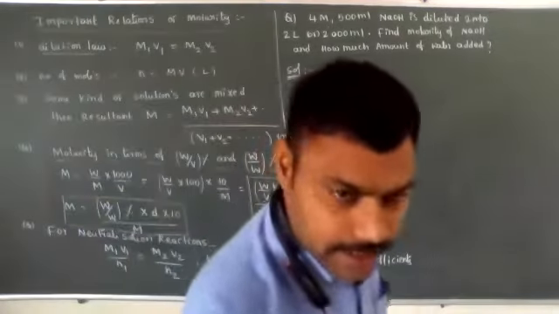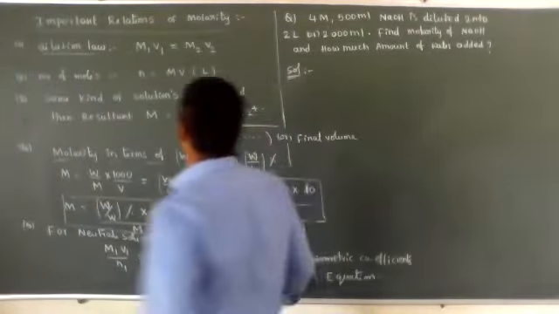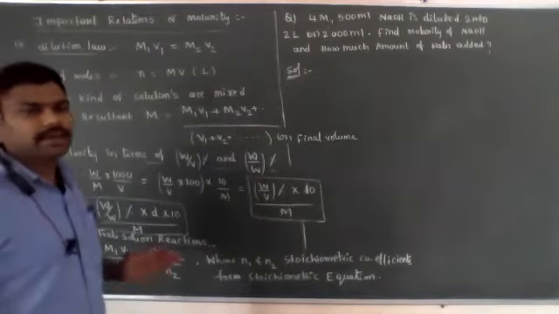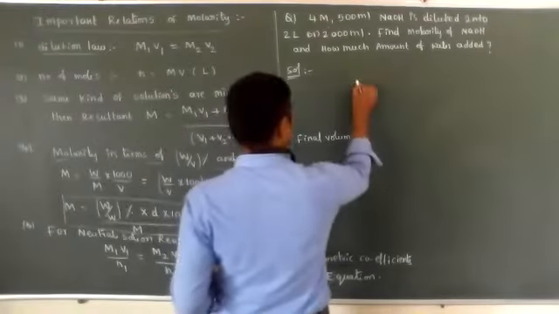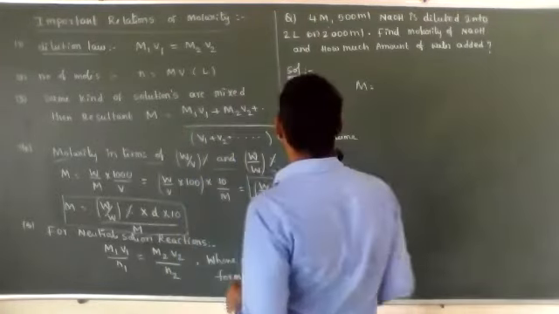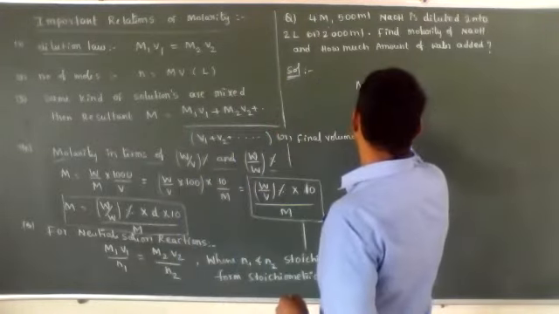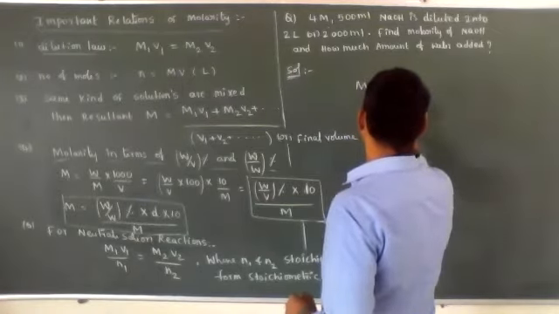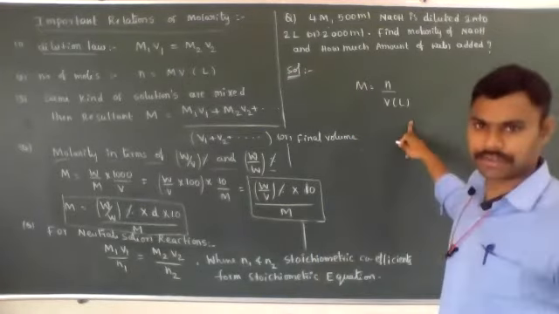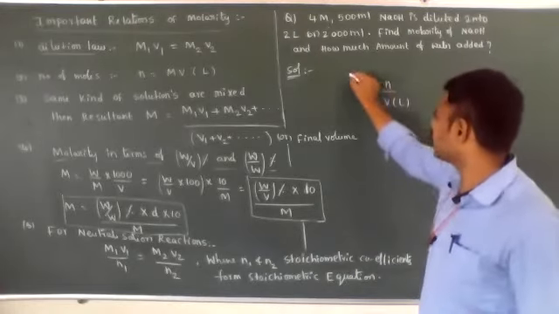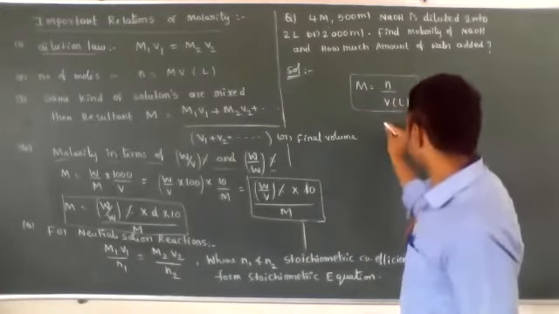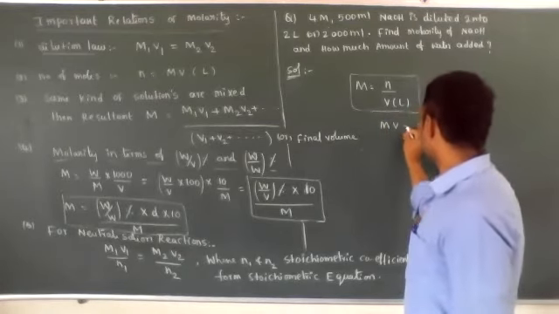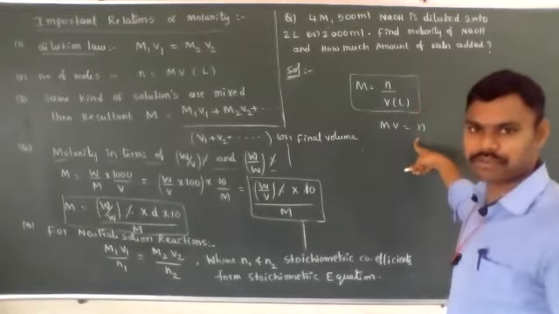See, important relations related to molarity. Already we know the molarity formula. What is the molarity formula? Molarity is equal to number of moles by volume in liters. That we calculated. From this formula, M into V gives the number of moles of solute.